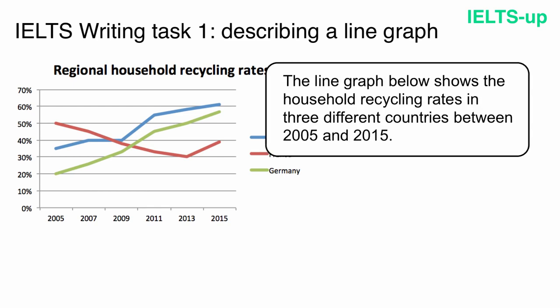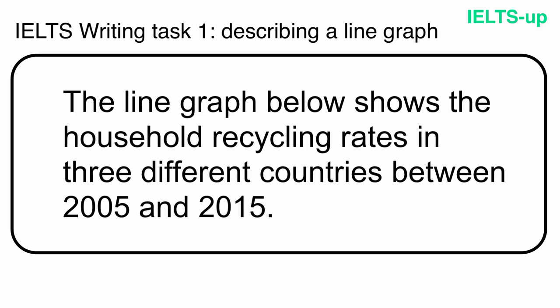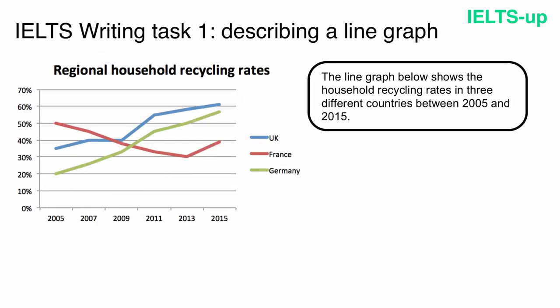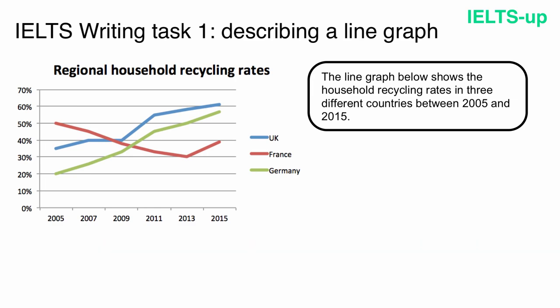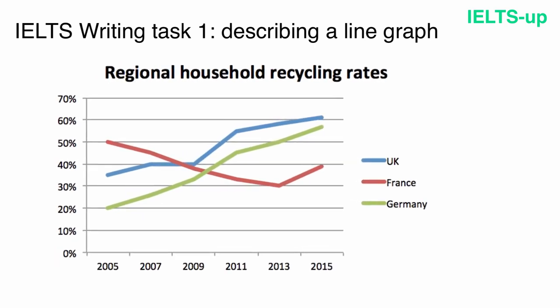What it says: The line graph below shows the household recycling rates in 3 different countries between 2005 and 2015. So, you are always given a description of your graph in your topic. This information is very important as it helps you to understand what's going on in your graph. So, read the topic carefully. Now, we can take a closer look at the graph.